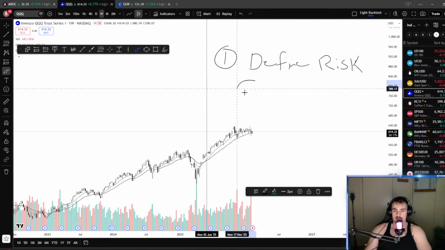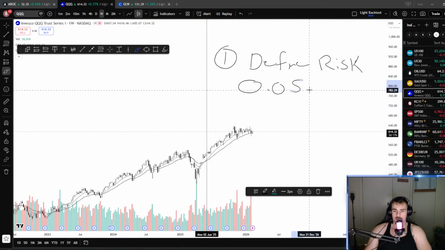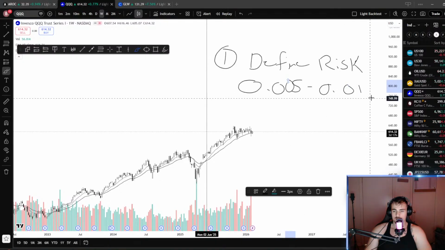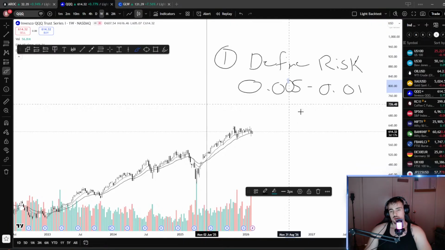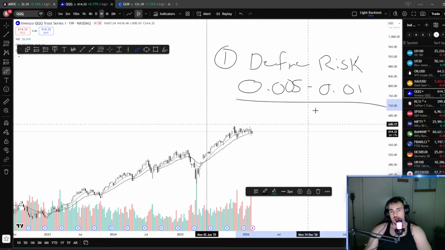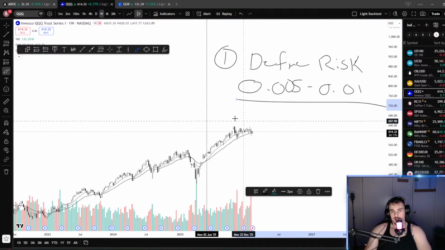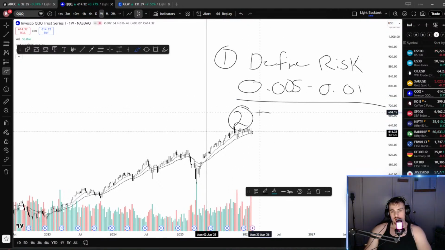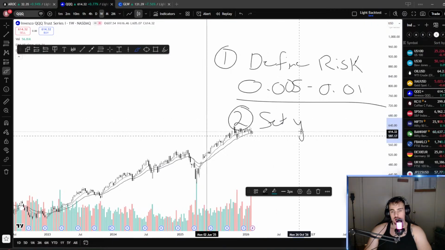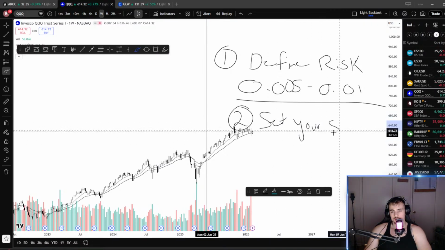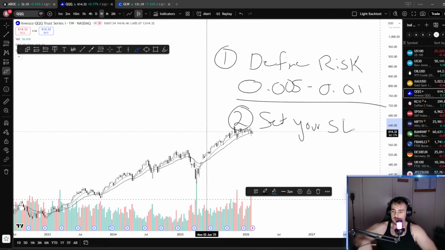Safest is 0.05 to 0.01. So that should be 0.5, I think. I even know people who trade under 0.5% risk. And then the second thing you always do is set your stop loss. If you just do those two things, you'll never have a problem with losing big.